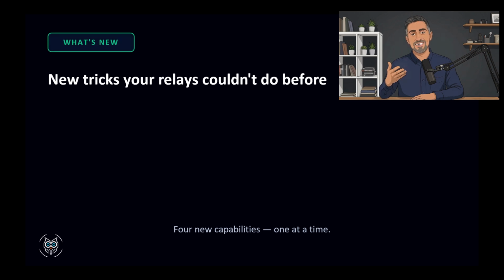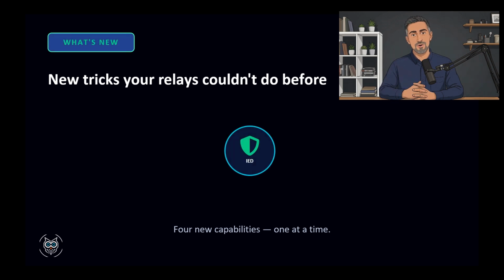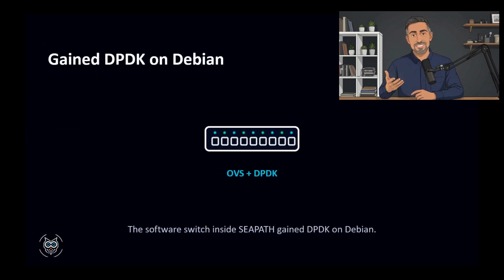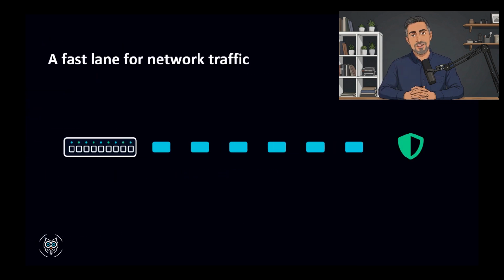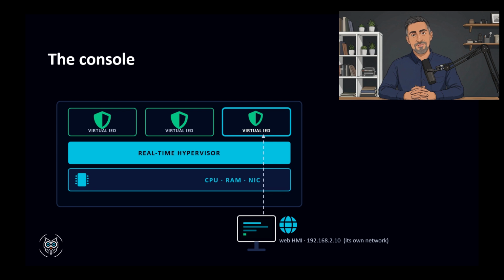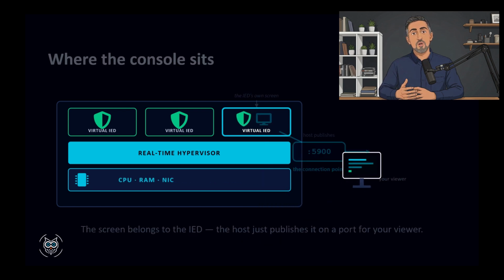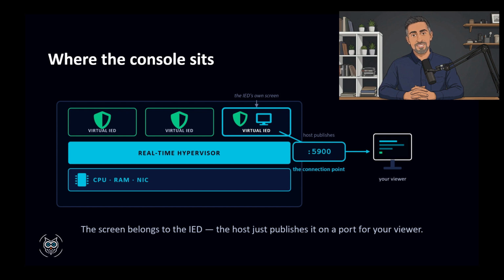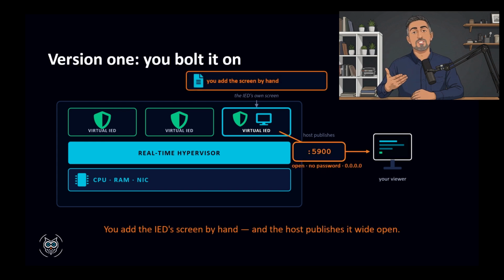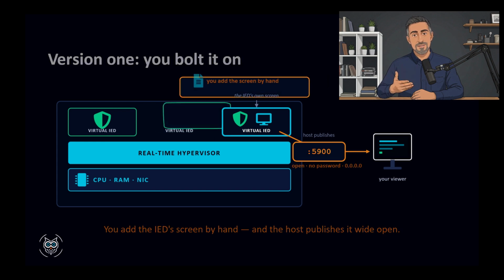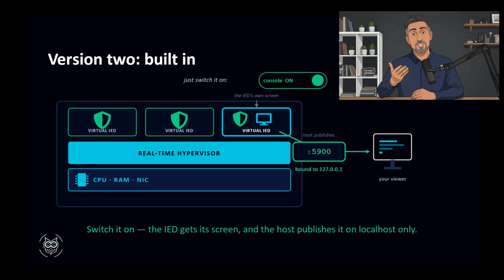Now, what your virtual IEDs can do, or do more easily than before. The software network switch inside SEAPATH gained DPDK on the Debian flavor, a fast lane for network traffic, fast enough for the heavy, time-critical data. Then there's the console. A virtual IED answers on its web interface once it's running, but that's its app on the network. Its low-level screen, for first boot or when the network's down, lives in the IED itself, and the host serves it out to a viewer. In version 1, you add that screen by hand, and the host serves it wide open. Version 2 builds it in. Switch it on, and the host serves it on the local machine only.